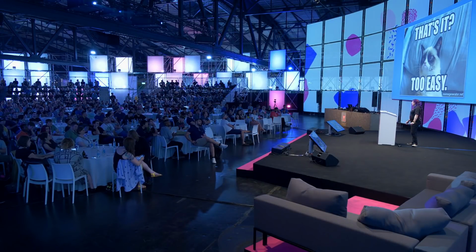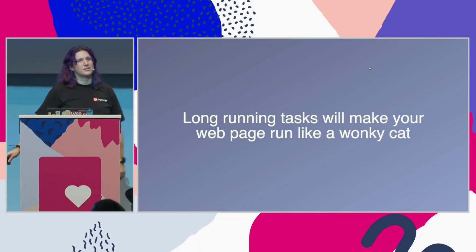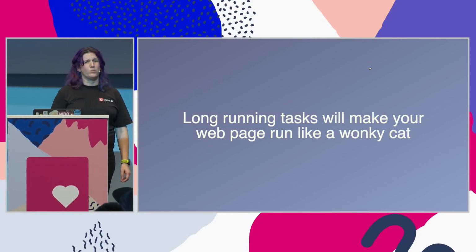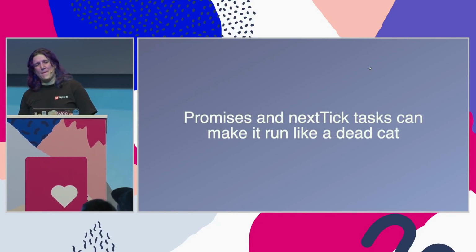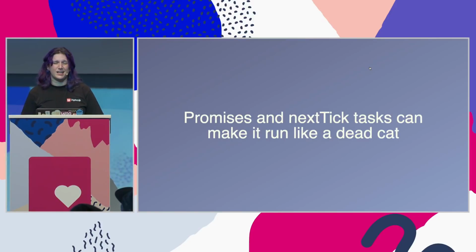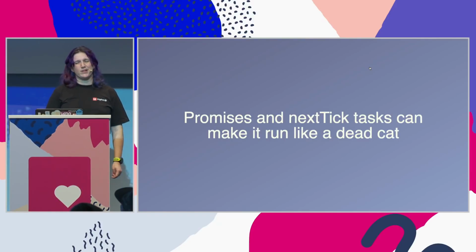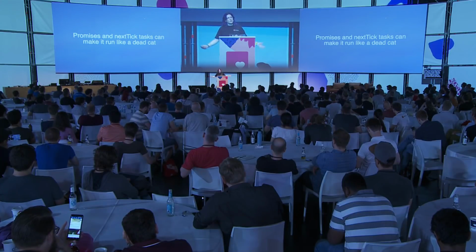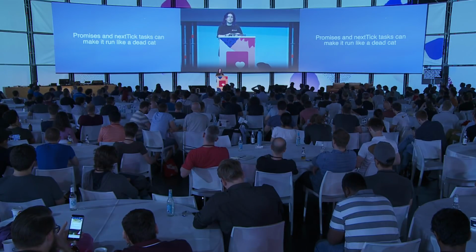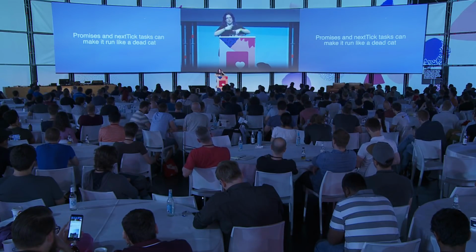Yeah, so that's the event loop, right? Things to remember. Long-running tasks will make your web page run like a wonky cat. But promises and next tick tasks, they can make it run like a dead cat. So make sure you break your tasks up into small pieces and don't have infinitely recursive promises and next tick tasks.